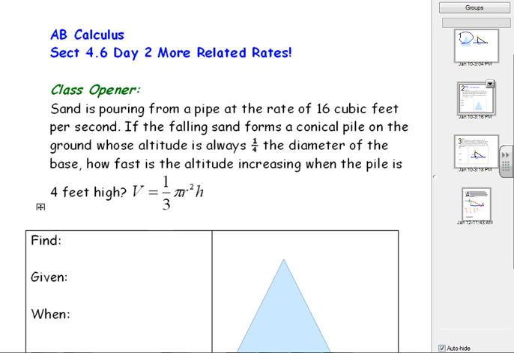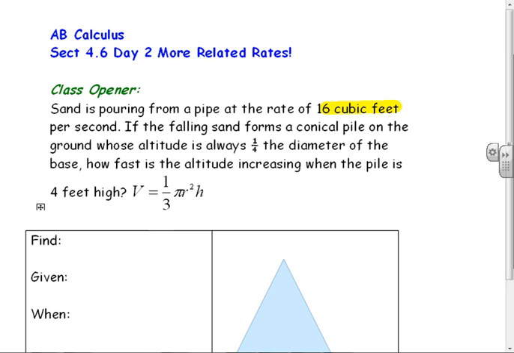Okay, sand is pouring from a pipe at the rate of 16 cubic feet per second. Well, I like to highlight the numbers because then it's usually going to be relevant. It's not always relevant. Question? If the falling sand forms a conical pile on the ground whose altitude is always 1/4 the diameter, how fast is the altitude increasing when the pile is 4 feet high?